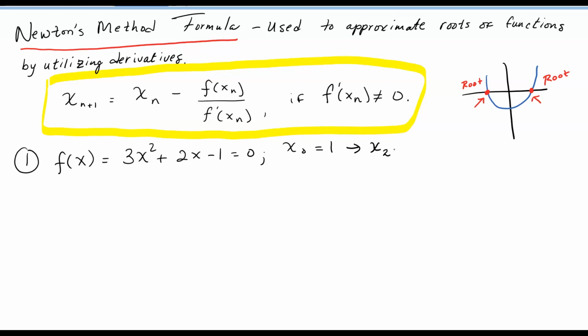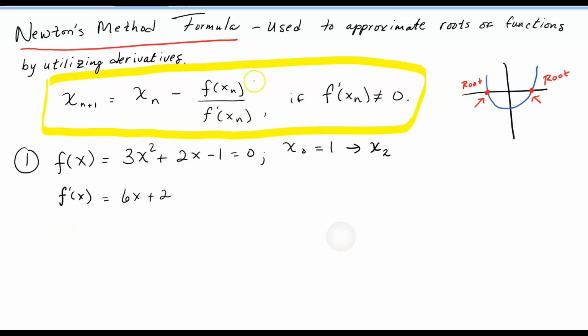Okay? So what we're going to do is we've got the function. It looks like we need the derivative of the function. Okay, so we're going to find the derivative, f prime of x. All right. And so that's pretty easy. Derivative of 3x squared is 6x. The derivative of 2x is 2. Derivative of negative 1 is 0. So now I've got those two pieces of information.